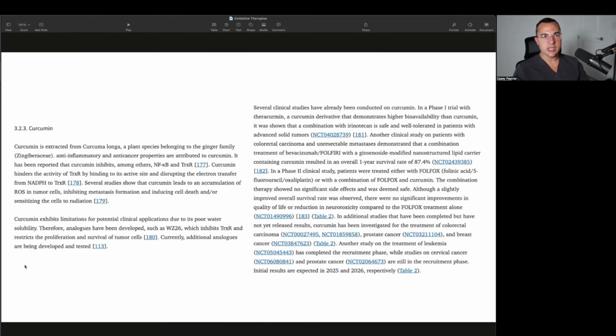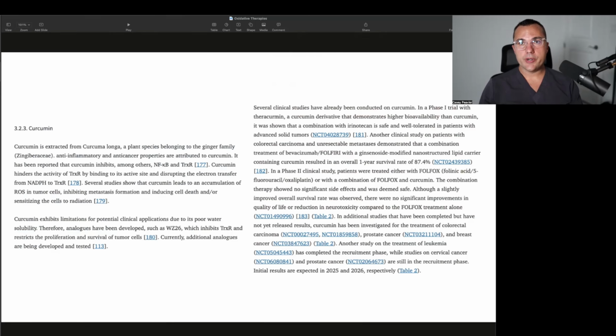In additional studies that have been completed but have yet to release results, curcumin has been investigated for the treatment of colorectal carcinoma, prostate cancer, and breast cancer. Another study on the treatment of leukemia has completed the recruitment phase, while studies on cervical cancer and prostate cancer are still in the recruitment phase. Initial results are expected in 2025 and 2026, respectively.